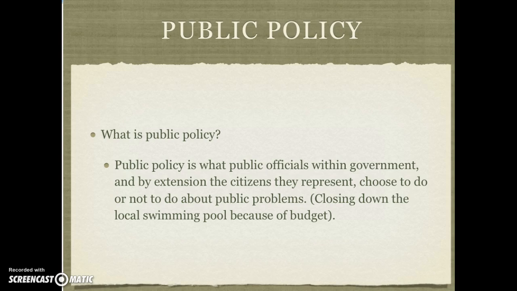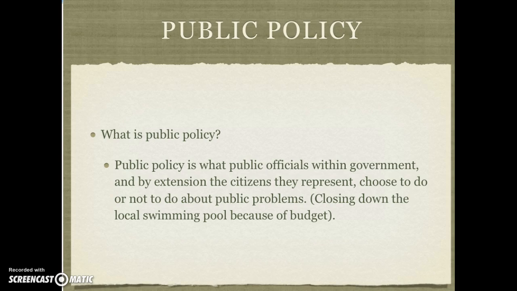Okay, so basically what we're going to be talking about this week is the issue of public policy. When a legislative body such as a city council elects to either cancel a program or reduce services, it's creating public policy. Okay, so public policy is what public officials within government, and by extension the citizens they represent, choose to do or not to do about public problems.